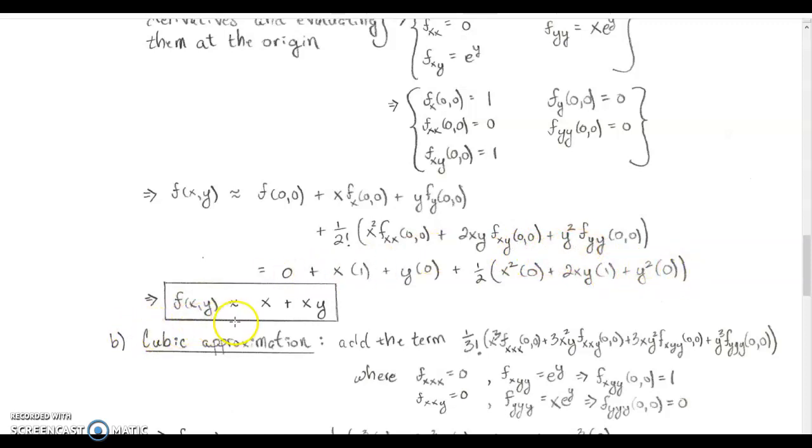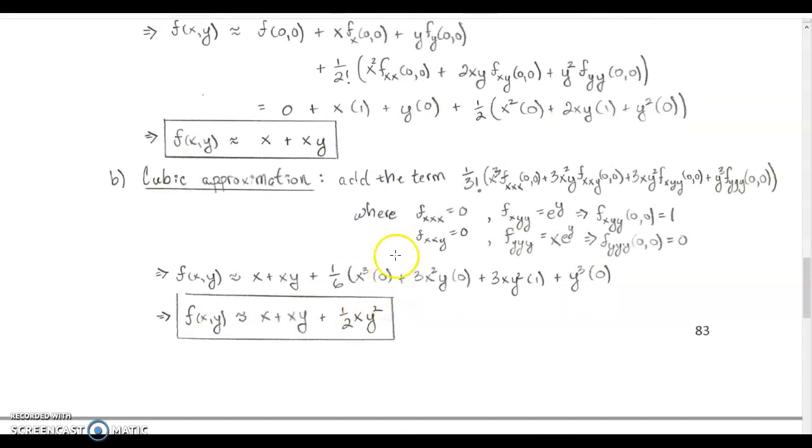So the second order, the quadratic approximation, right? This is a quadratic, even though I don't see either one of these squared, because this term is a quadratic term. Each of these has a power of 1. It's a quadratic term. So this approximates x times e to the y near the origin. All right, now what's the cubic approximation?